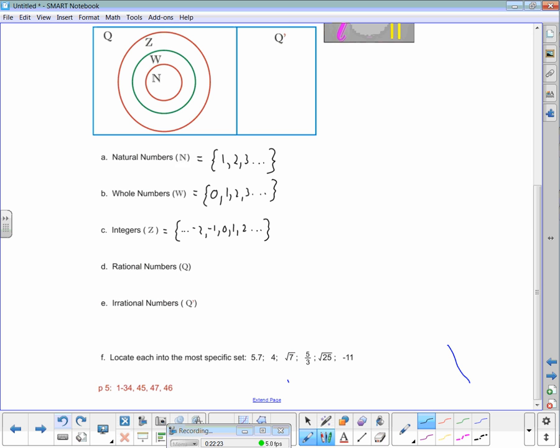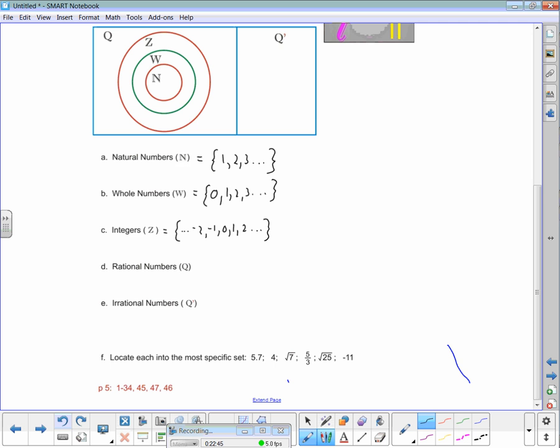Are the natural numbers a subset of the integers? Yes, because the circle of the N is inside the circle of the Z. Are the whole numbers a subset of the integers? Yes, because the whole numbers are inside the Z. Are the whole numbers a subset of the natural numbers? No, because the circle of the W is not in the circle of the N. Again, you can go back and look at this again later after we're done.